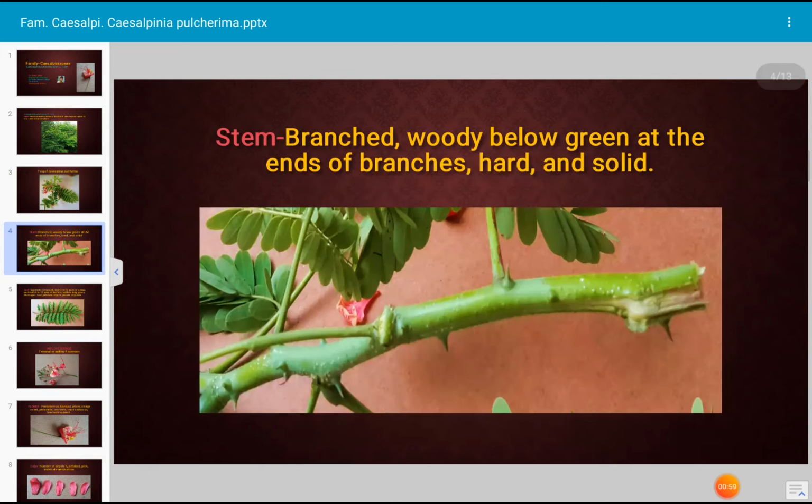Next slide. Let us see how is the stem of Caesalpinia pulcherrima. Stem is solid, it is branched, woody below and green at the end of the branches. It is hard and spiny. Spines are present on the stem. And all these characteristic features are specific for Caesalpinia pulcherrima.